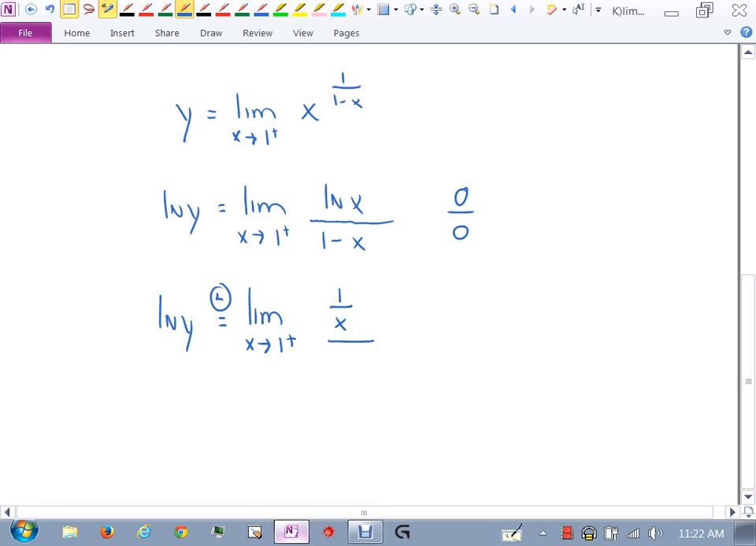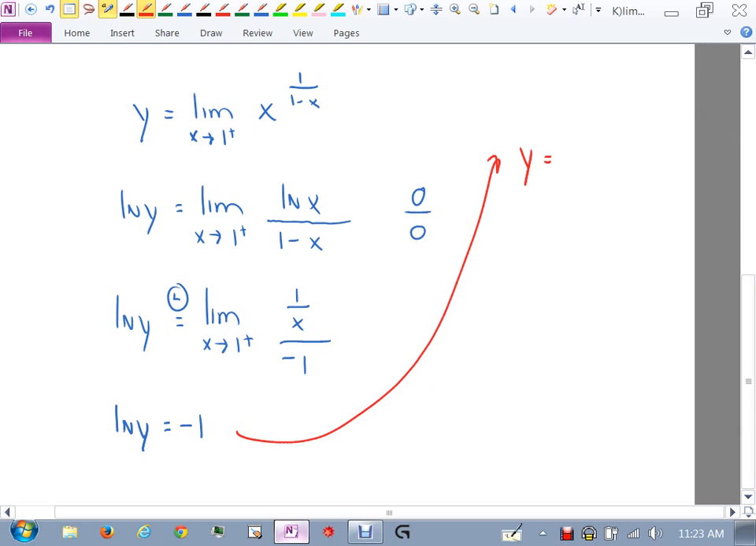1 over x over negative 1. And now let x go to 1, and what do you get? Negative 1. This whole thing's negative 1. So you get natural log of y equals negative 1. And now switch natural log y back to y, and you get what?